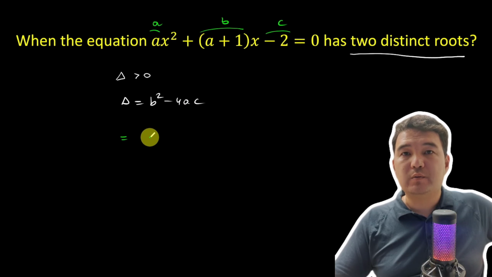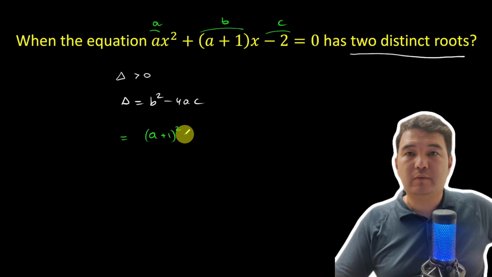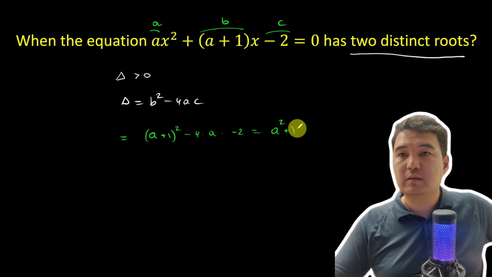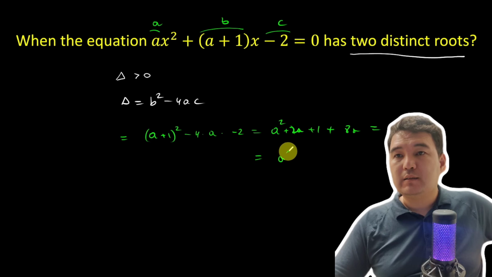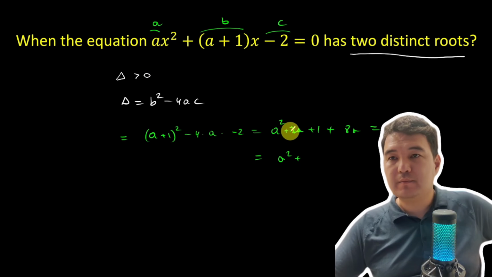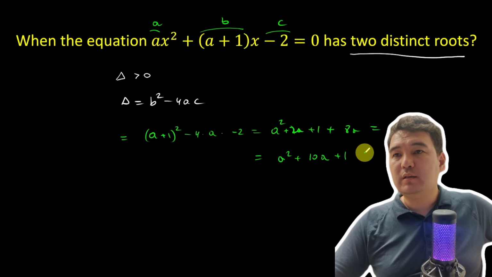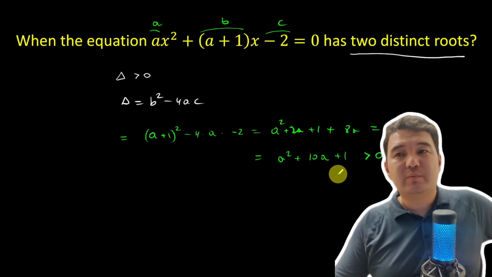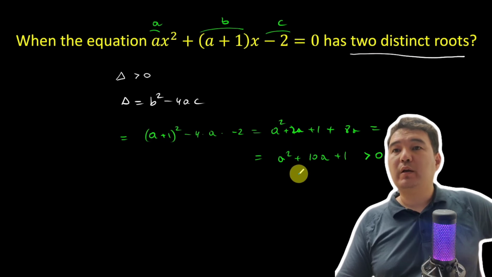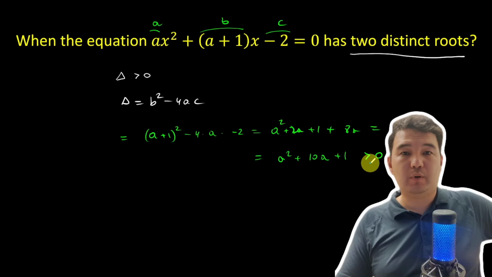So let's do a plus 1 squared minus 4 times a times c, which is negative 2. If you open the parentheses, a plus 1 squared is a squared plus 2a plus 1, and this one is going to be plus 8a. So a squared plus 8a plus 2a is 10a, plus 1. So we want this expression to be positive. This is another interesting thing about quadratic equations.